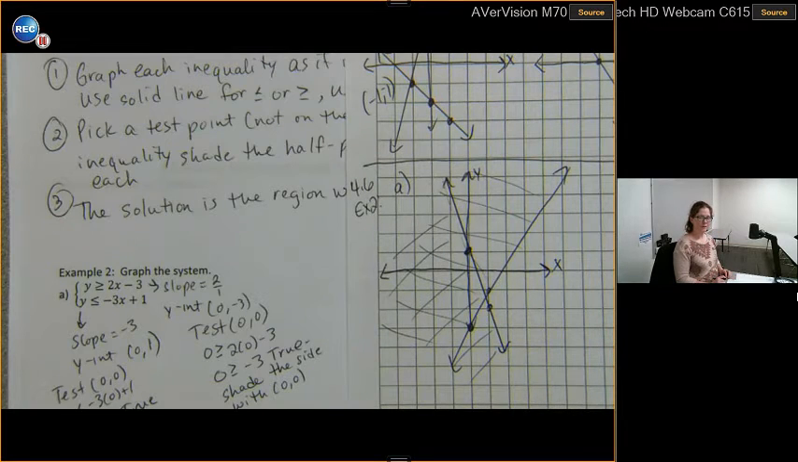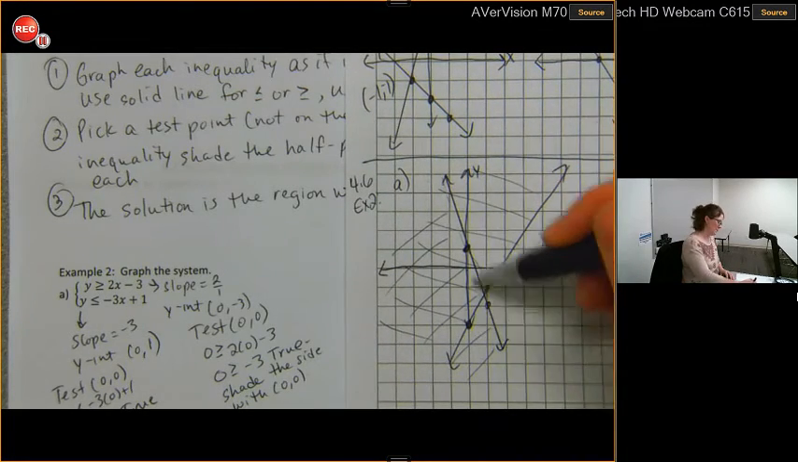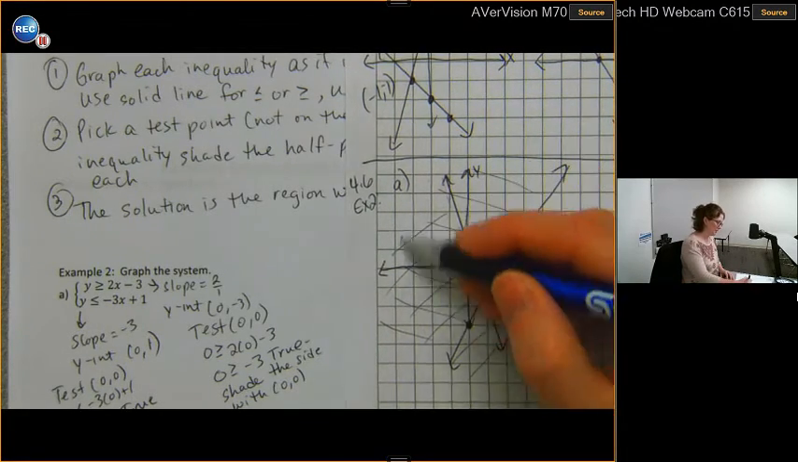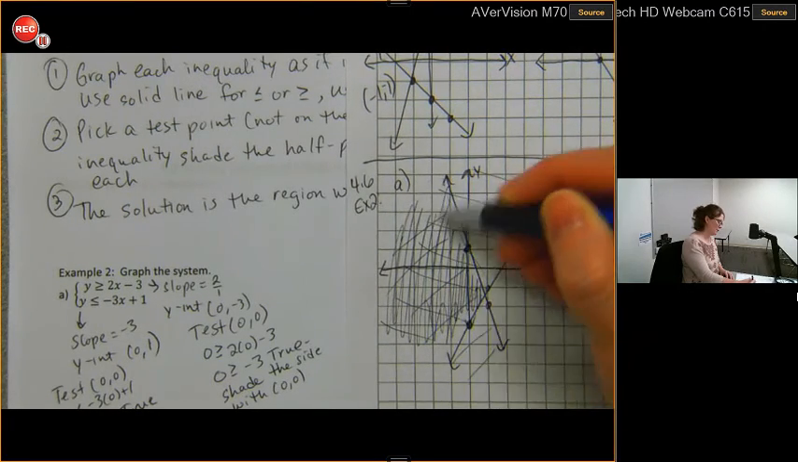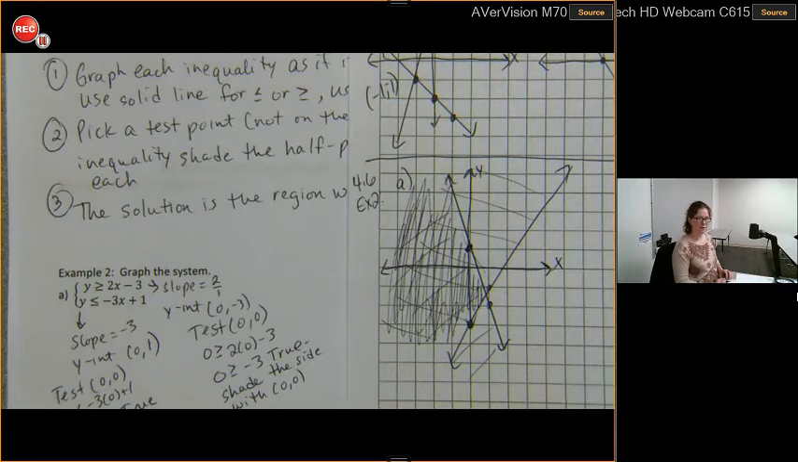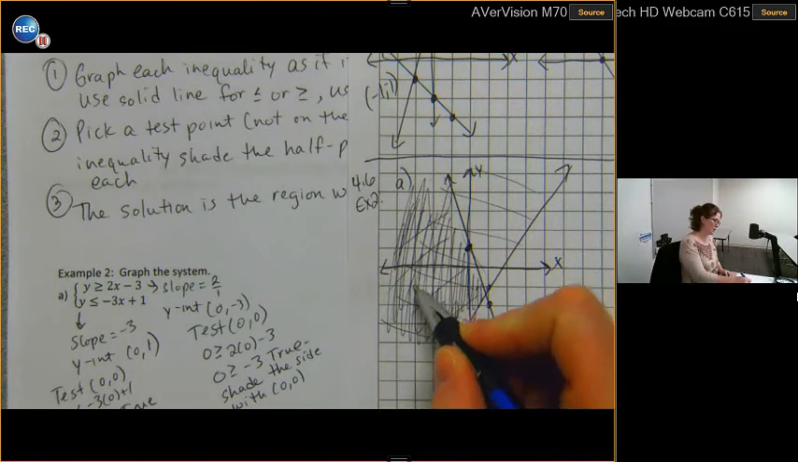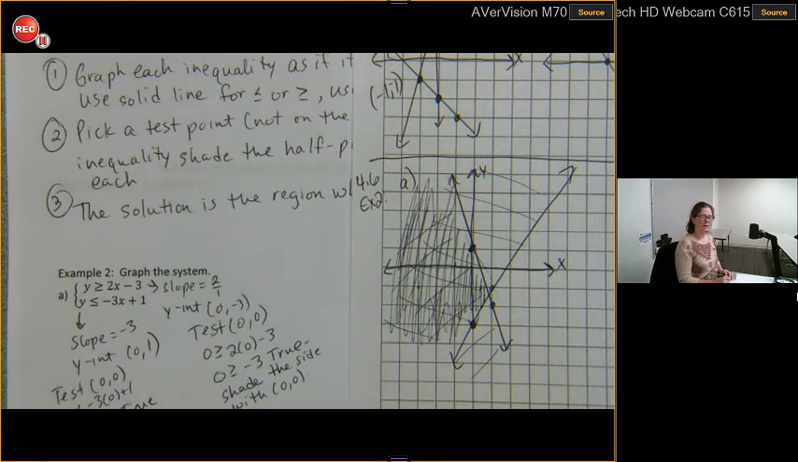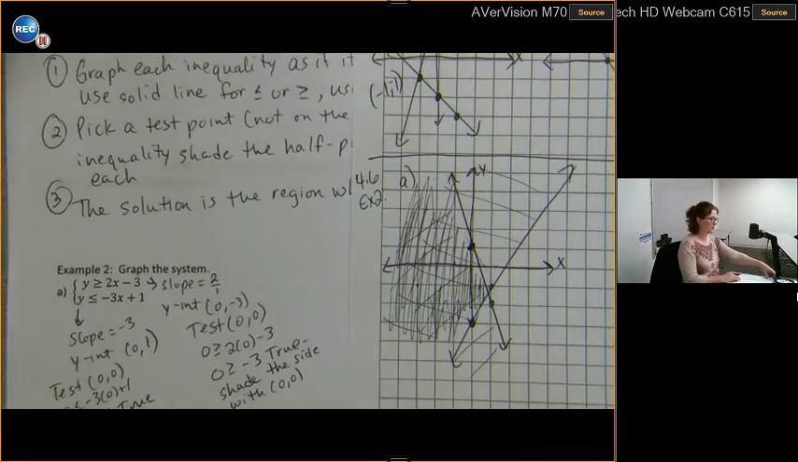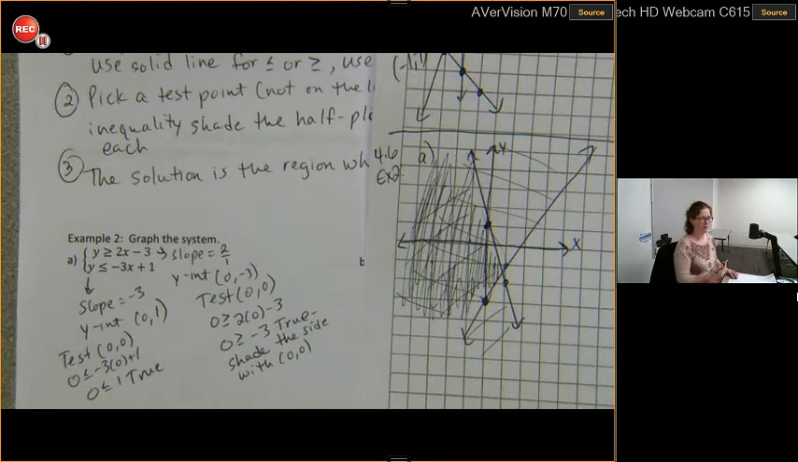My answer is the section where the shading overlapped. So I'm going to kind of darken that in. It's this wedge area to the left. So my solution is any point over here. What that means is I could pick any ordered pair in this region, whether it be this point here, this one up here, over here, and here. Any ordered pair in the shaded region, when you substitute that into the inequality, it'll work. It'll be true.